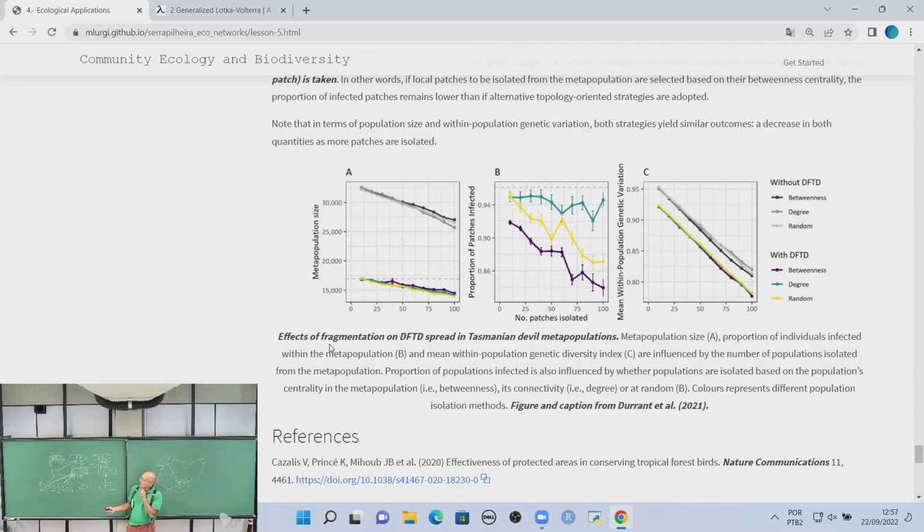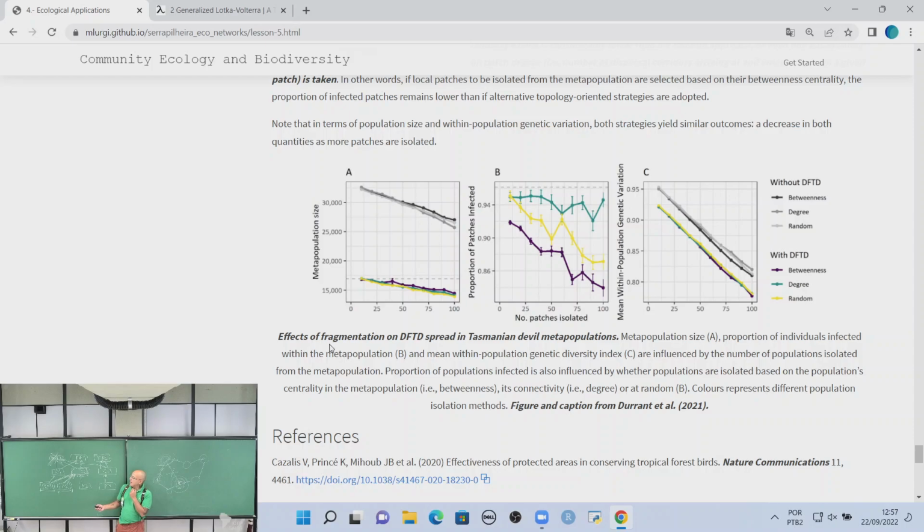So in these plots, on the x-axis, we have the number of patches that have been removed or isolated from the metapopulation. The first plot shows total abundance of the metapopulation. The second plot is the proportion of infected patches. And the last one is genetic diversity. For now, the genetic diversity part is not important, just the middle plot here.